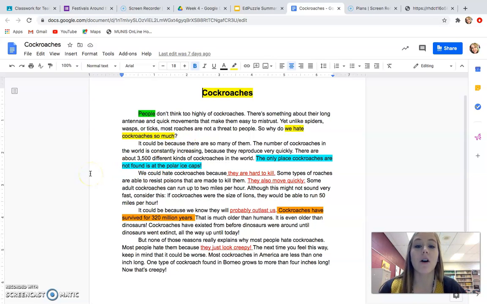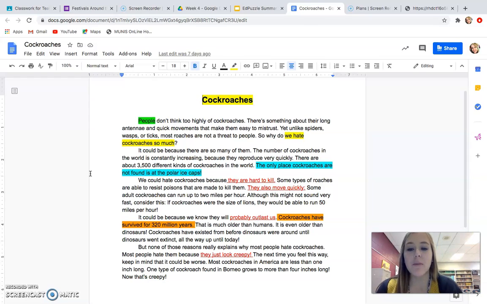This passage is called Cockroaches. People don't think too highly of cockroaches. There's something about their long antennae and quick movements that make them easy to mistrust. Yet, unlike spiders, wasps, or ticks, most roaches are not a threat to people. So, why do we hate cockroaches so much? It could be because there are so many of them.